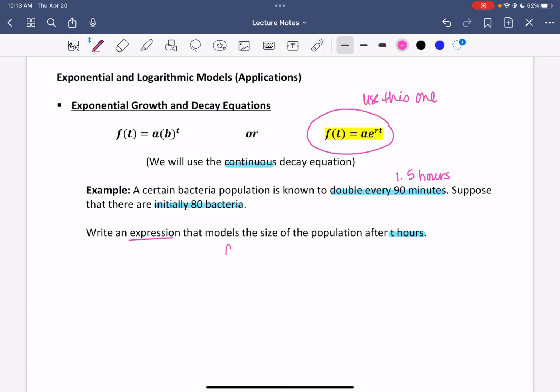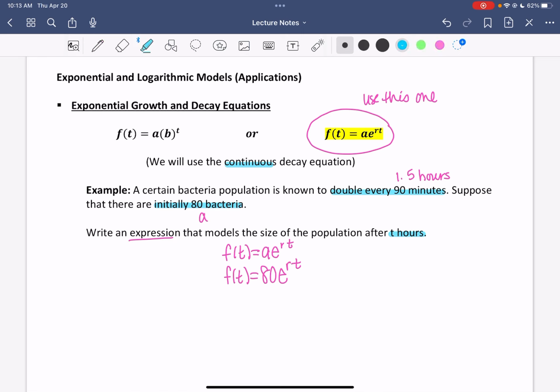So if I start with my equation, f of t equal to a e to the rt, my initial value, that's always my a. So this would be f of t is equal to 80 e. Now, I do not know r or t. We are going to represent the expression after t hours, so t will be in the remaining part.